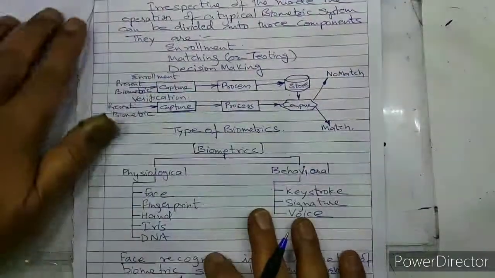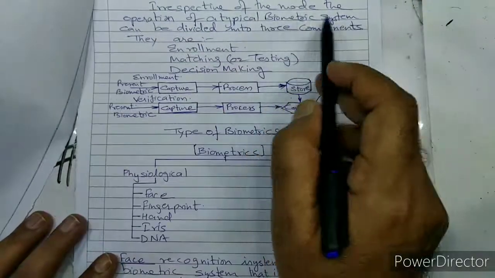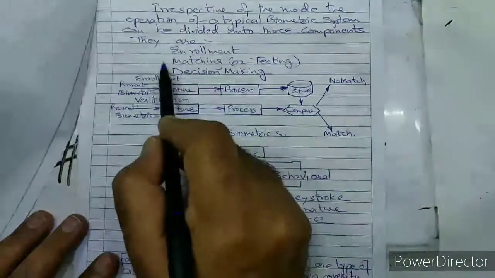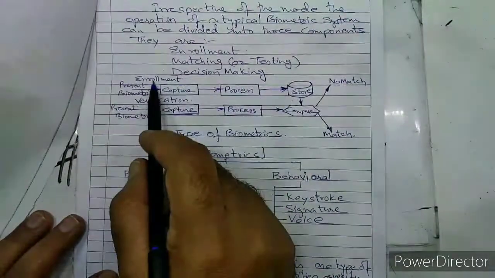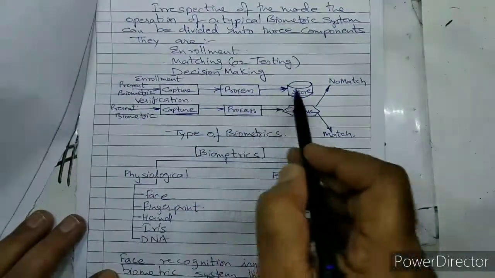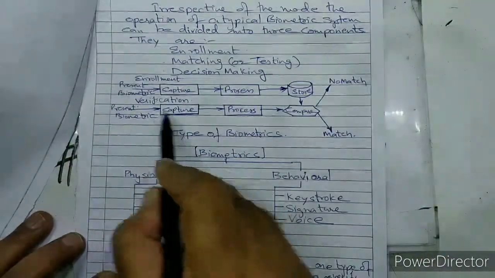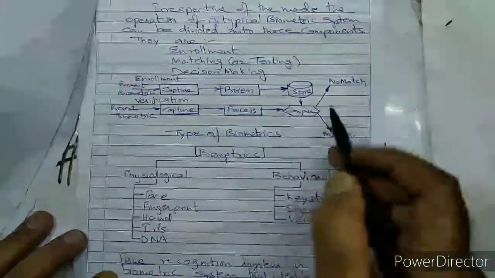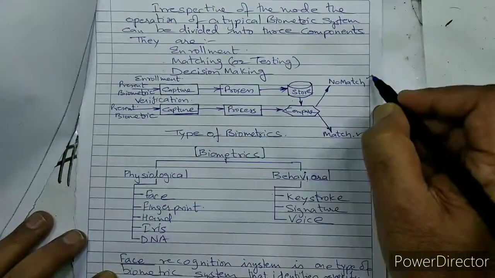Now, irrespective of the mode of operation, a typical biometric system can be divided into three components. They are enrollment, matching, and decision making. In enrollment, the present biometric is captured and processed, and stored in the database. In verification, the present biometric is captured, processed and compared with the data of the database. If it matches, then it gives a match. If it is not matching, it gives no match.